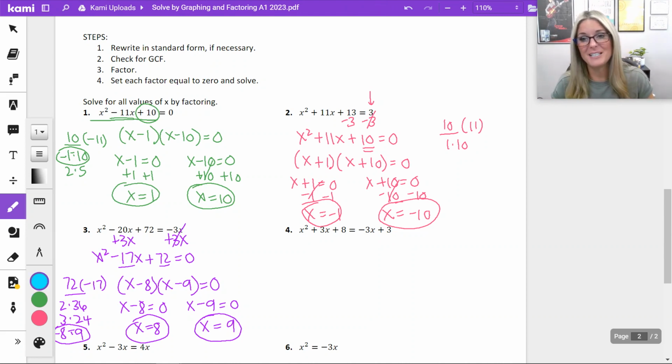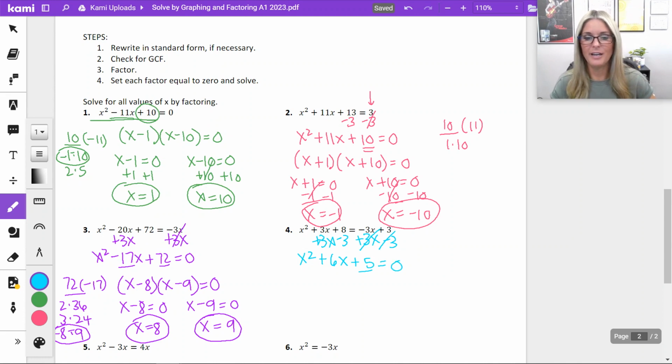Number 4, I can already tell is not in standard form. So we'll need to add 3x to the other side. I'm also going to need to subtract 3 on both sides. Notice I'm going to go ahead and do both of these in one step, and I'm lining them up on the left side with their like terms. So our new standard form quadratic: x squared plus 6x plus 5. 8 minus 3 is 5.